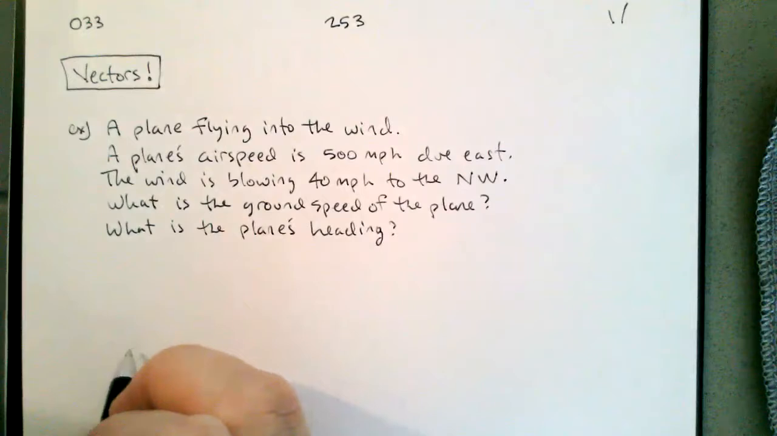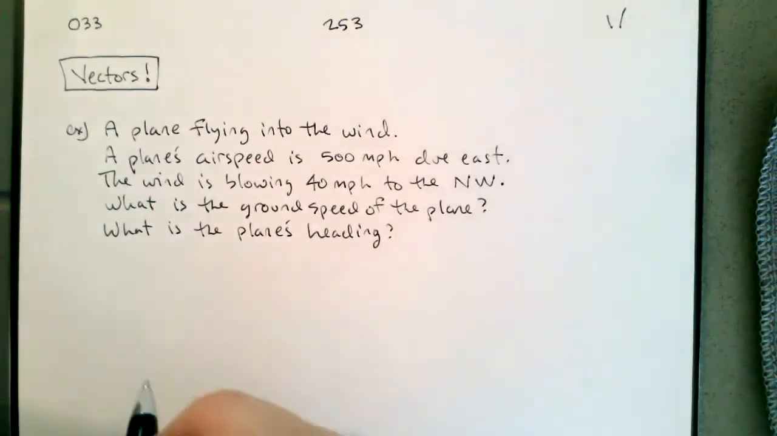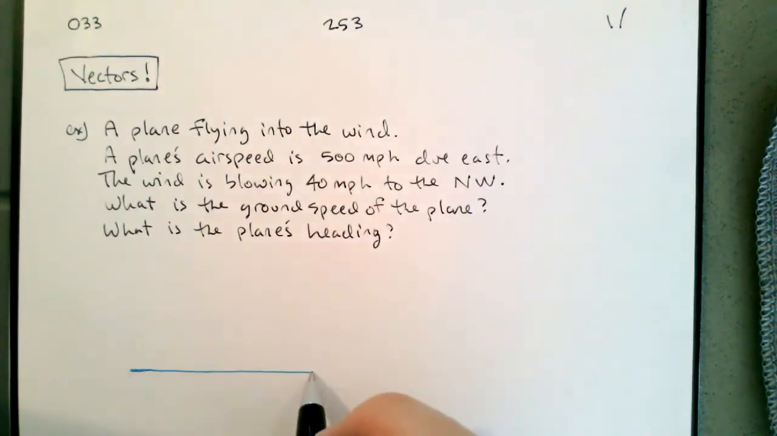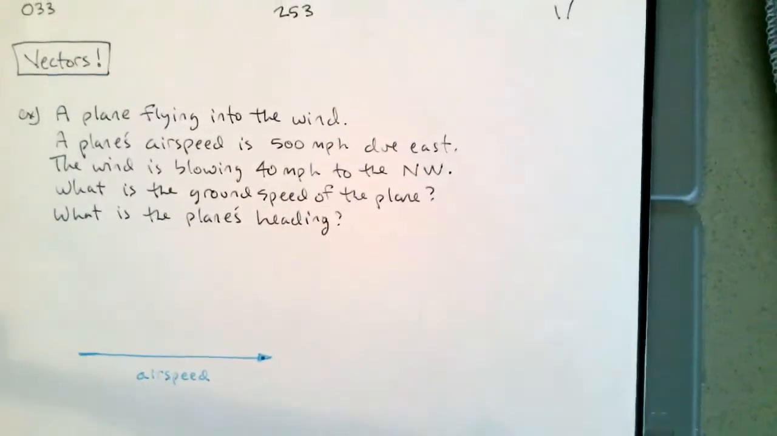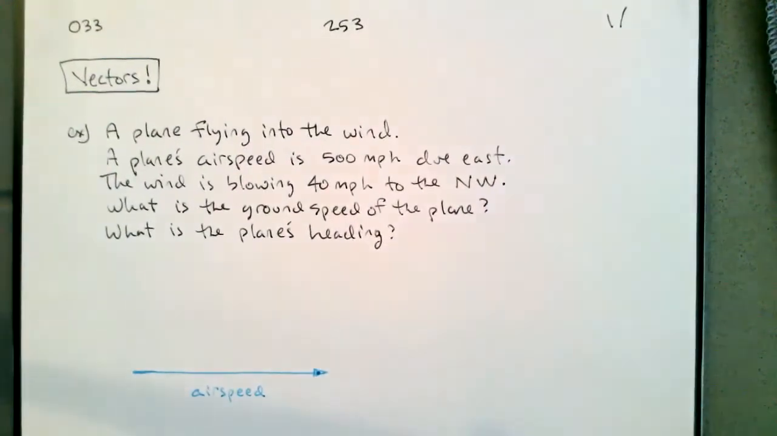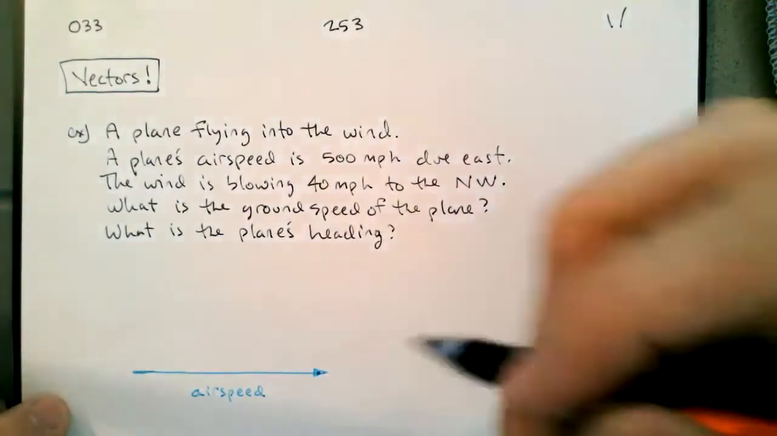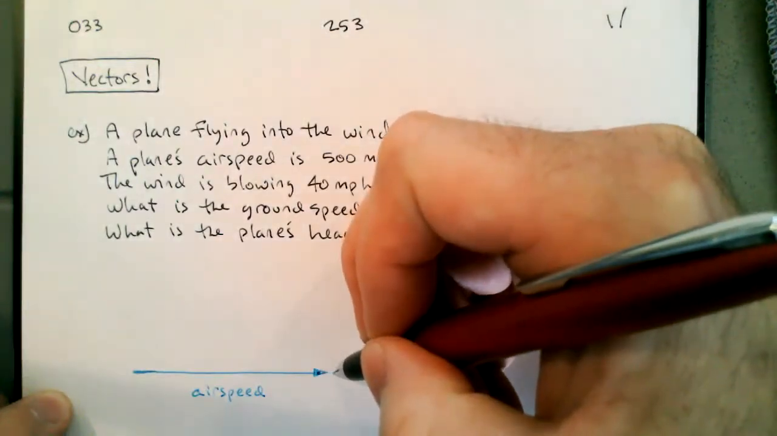So all the instruments on the plane are saying we are going 500 miles an hour due east. So I'm going to draw a vector for the airspeed. But the wind is blowing 40 miles per hour to the northwest. So I'm going to draw the wind starting from the front of the plane, and I'm just going to go to the northwest.